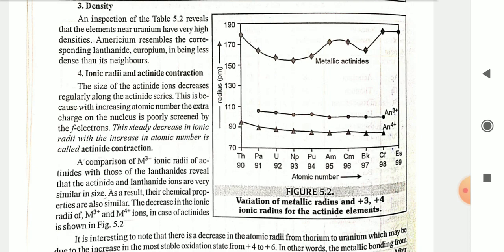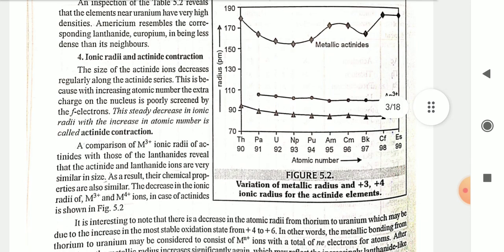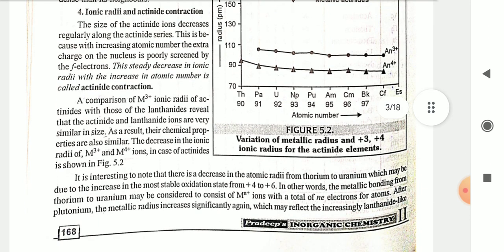It is interesting to note that there is a decrease in atomic radii from thorium to uranium, which may be due to the increase in the most stable oxidation state from +4 to +6. In other words, the metallic bonding from thorium to uranium may be considered to consist of M+ ions with a total of any electrons per atom.